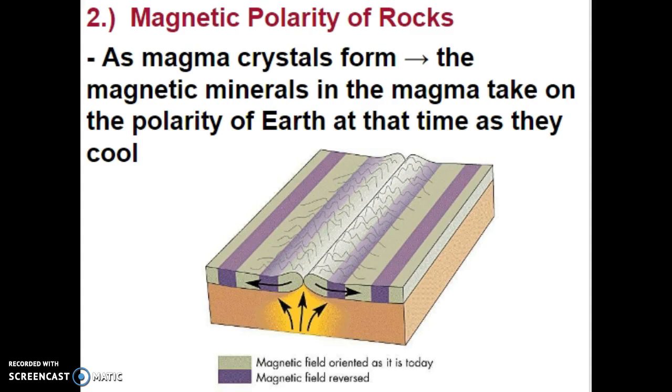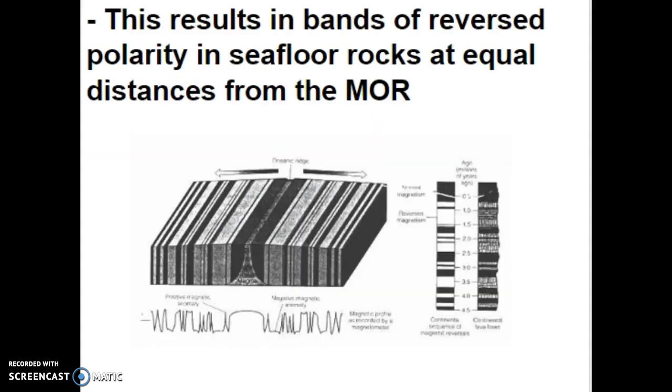We also took a look at the magnetic polarity of rocks along the seafloor. As magma crystals form, as we go from liquid earth to solid earth, the magnetic materials in the magma take on the polarity of earth at the time they cool. What we realized was, at distances from the mid-ocean ridge, there were actually blocks of rock that had reversed polarity, meaning that at some points in Earth's history, the magnetic North Pole was the magnetic South Pole, and vice versa, and in equal distances away from this mid-ocean ridge.